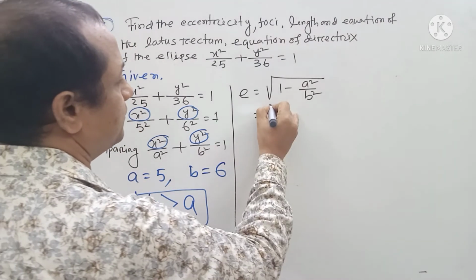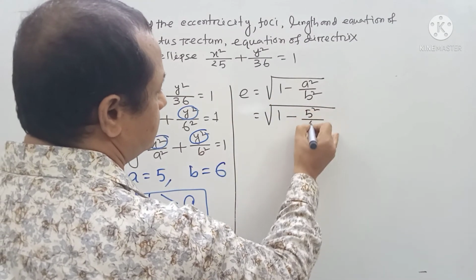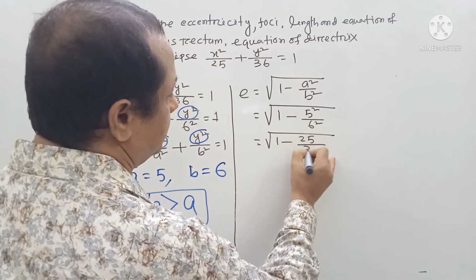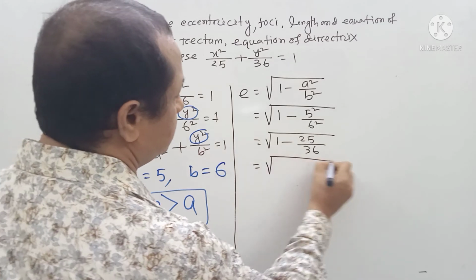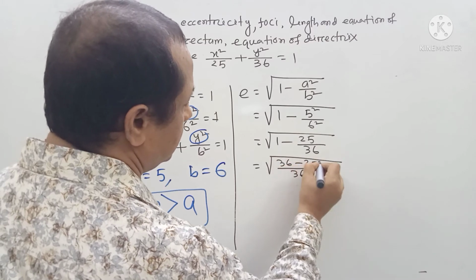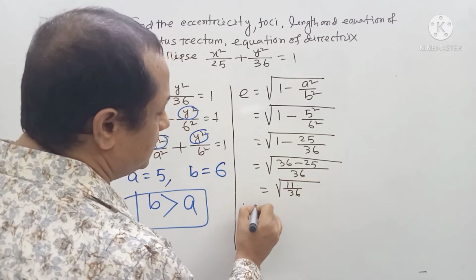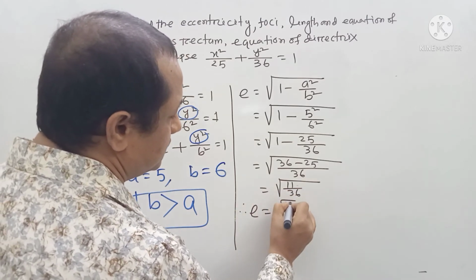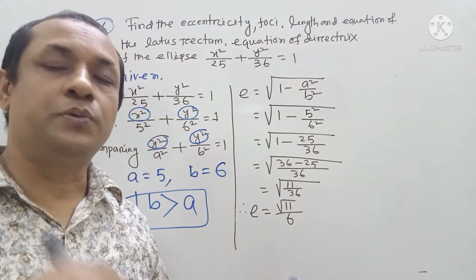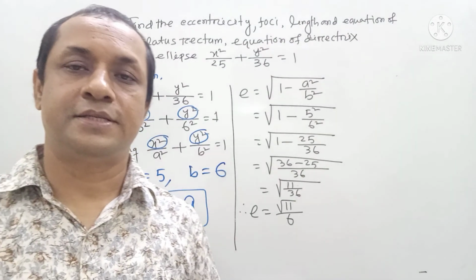Now putting the value of a and b, here a is 5 and b is 6. So root over 1 minus 25 by 36. The LCM is 36, so 36 minus 25, root over 11 by 36. So the required eccentricity e equals root 11 by 6. So student, we have the required value of eccentricity e equals root over 11 by 6.